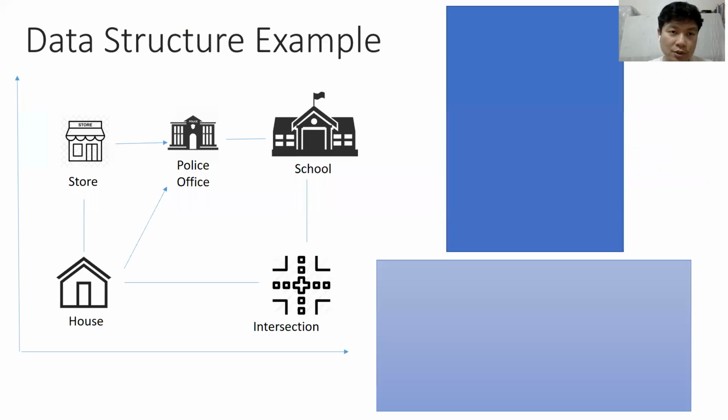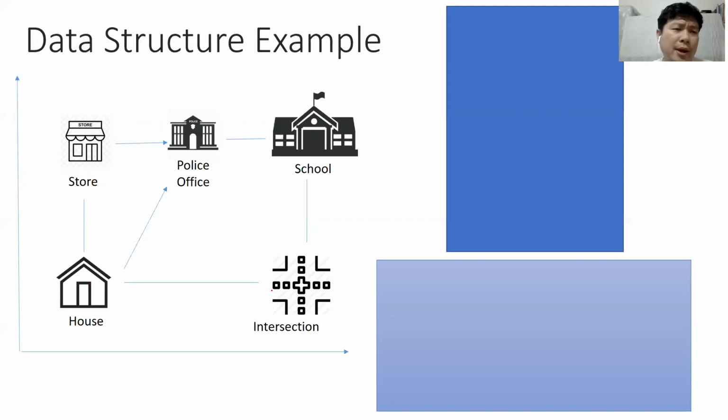So for example, data structure is very useful to manage this kind of route. Let's say I want to go from house to school. You can see this house is located on the left, and the school is located on the right upper side. If you go to school, you need to follow the path, you need to follow the route. Let's say the house will have a route to the store, a route to the police office, and a route to the intersection.